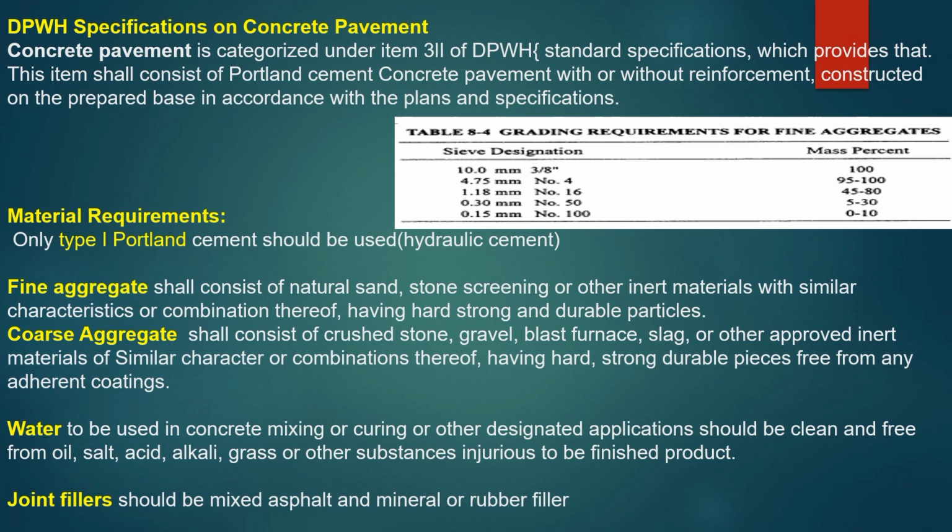And the other one is the fine aggregate. Fine aggregate shall consist of natural sand, stone screenings, or other inert materials with similar characteristics, or a combination thereof, having hard, strong, and durable particles. The examples are sand, stone, and other materials, from the words fine aggregates.